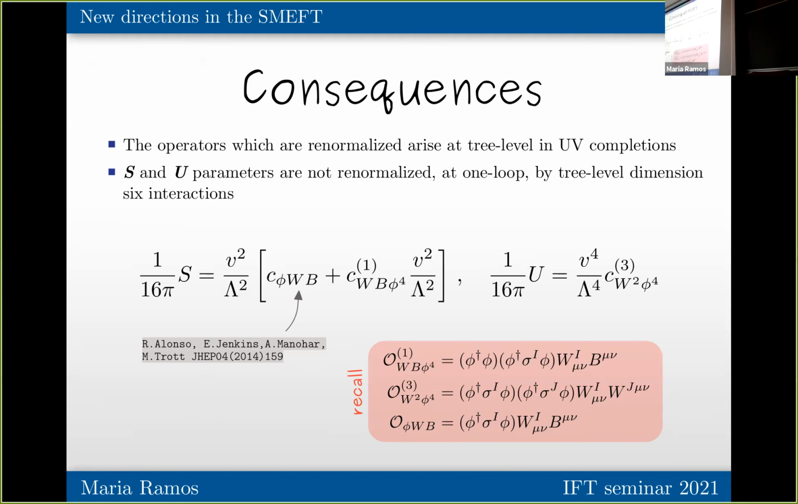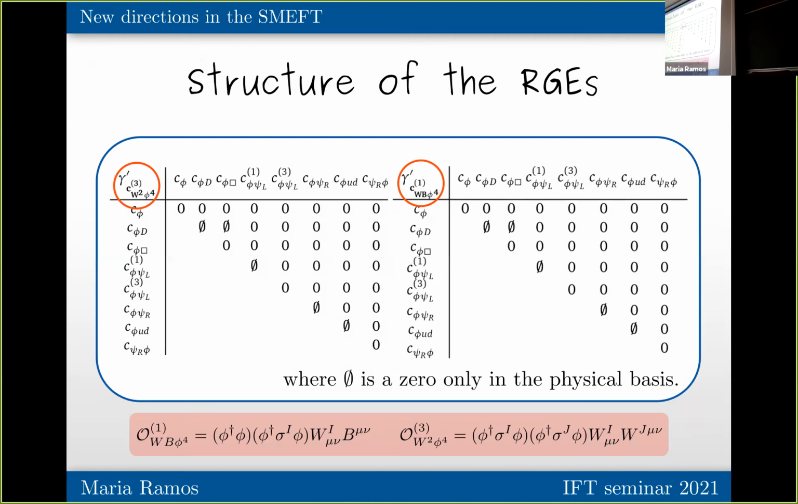For the U parameter, the corrections start at dimension 8, but again, they come with an operator that is not renormalized by the dimension 6 interactions. These operators, the WB1 and the W squared 3, are exactly the ones which have a completely vanishing anomalous dimension matrix.